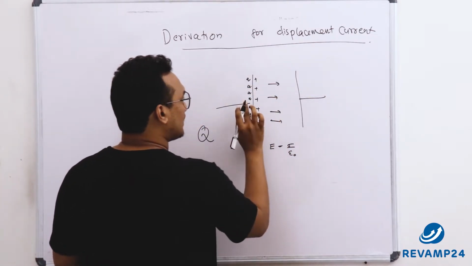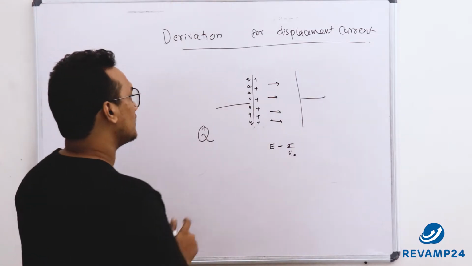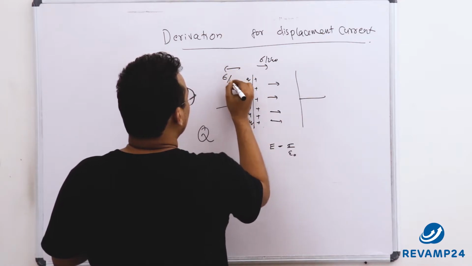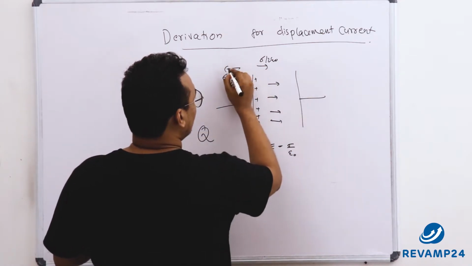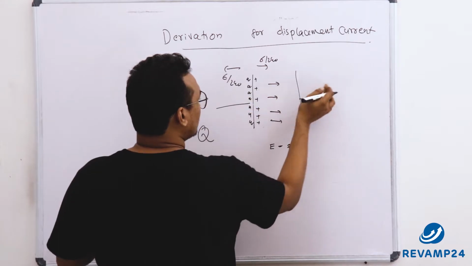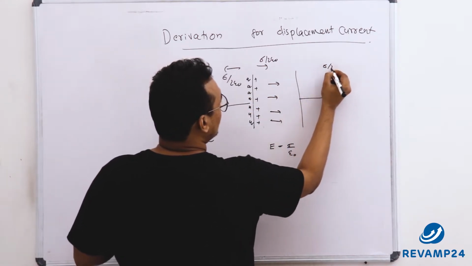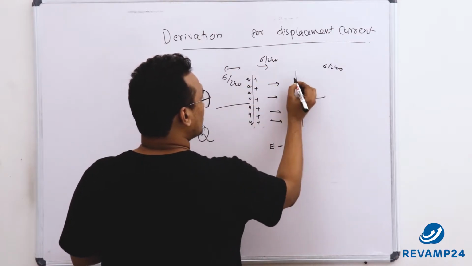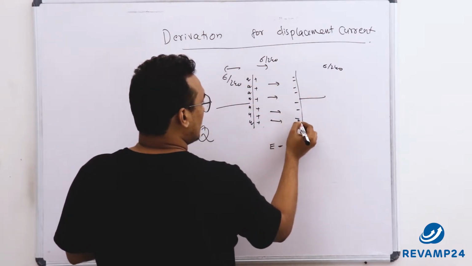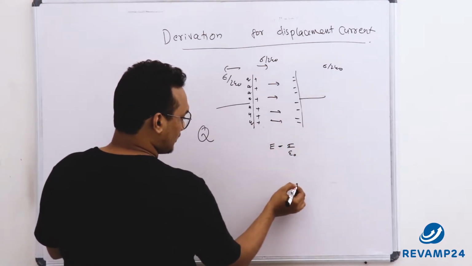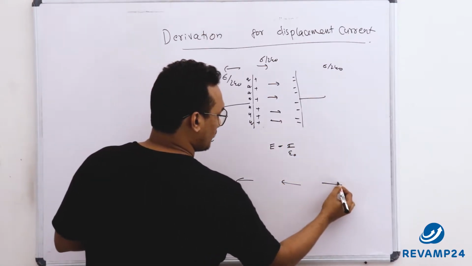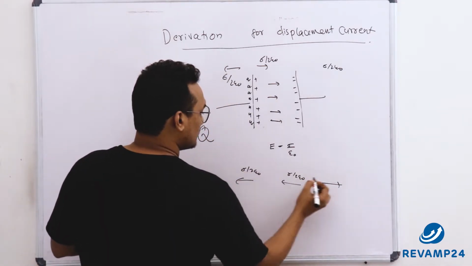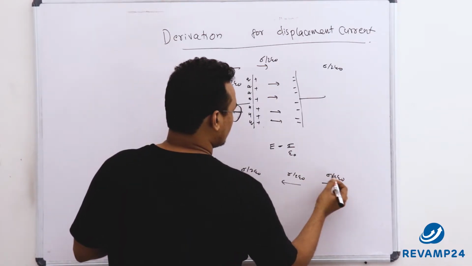Due to an infinitely long charged sheet, the value is sigma by 2 epsilon 0 on both sides. Here, at this point also, this will give an electric field of sigma by 2 epsilon 0. In the case of a capacitor, this plate will be positive and this will be negative, and this will also give an electric field across here and here, with a value of sigma by 2 epsilon 0.